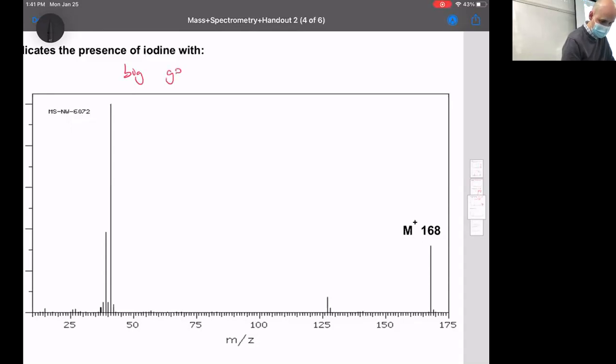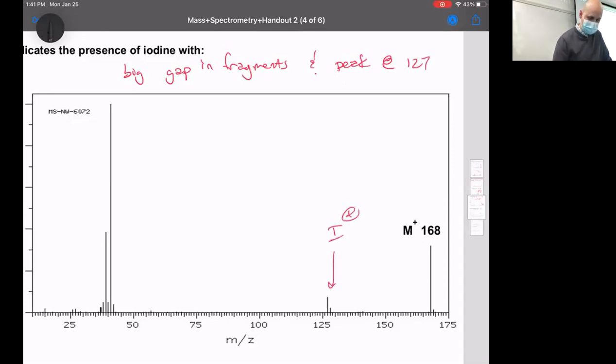Big gap in fragments and peak at 127. And that corresponds to I+. And pretty much the rest of this is what you get if you remove an iodine from it. All right, so that's our 4 elements that we need to be able to identify.